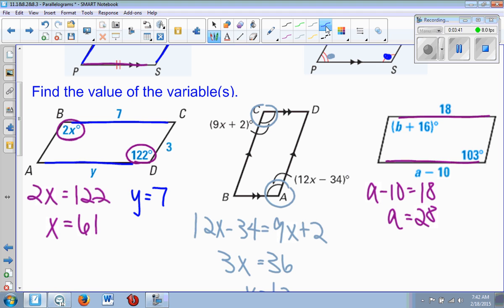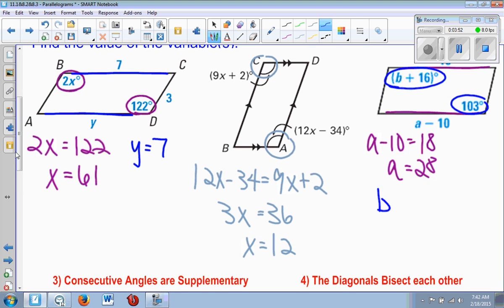To solve for B, B plus 16 and 103 are opposite angles in a parallelogram. According to the property above, that means they are congruent. So we're just going to set B plus 16 equal to 103. And all I need to do is subtract. Subtracting 16 from 103 gives me a B value in this case of 87. So the algebra portion of this really isn't all that difficult. The difficult part is going to be remembering the properties and what to do with the properties, because not all the properties are the same.